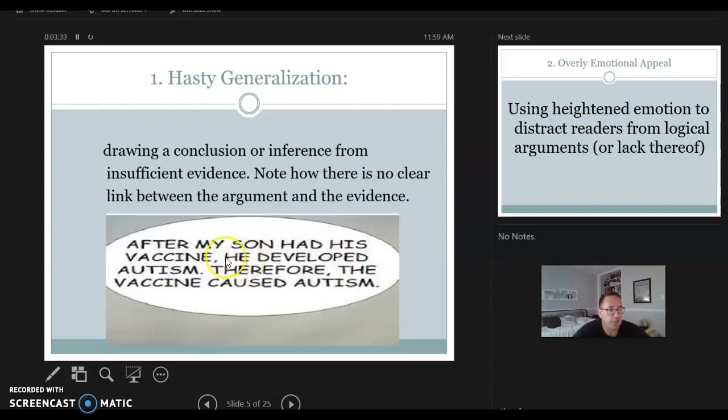We could also call this something else, as we'll see later on, but we can call this a hasty generalization. You're drawing a conclusion from insufficient evidence, right? I'm not here to get into the debate about vaccines, but I'm saying this formulation of the argument is insufficient. There's no direct link, there's no proof that the vaccine caused the autism in this statement, right? So this is what we call a hasty generalization, using insufficient evidence to reach a conclusion. Very common kind of fallacy, right?